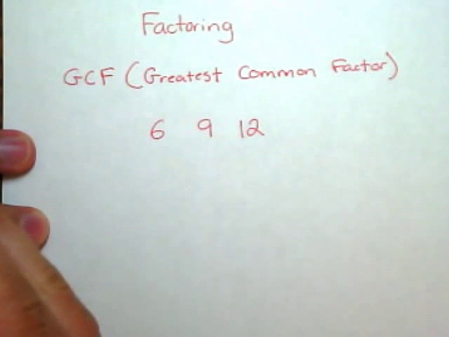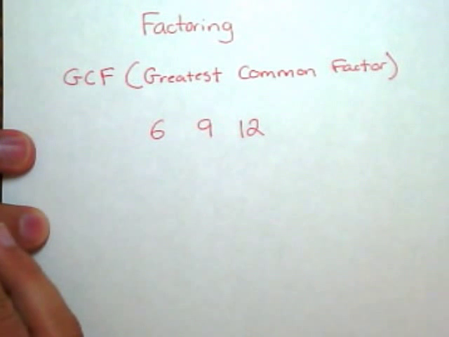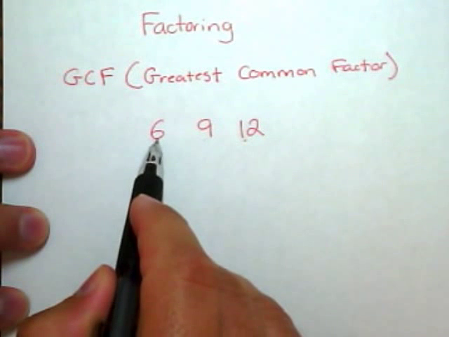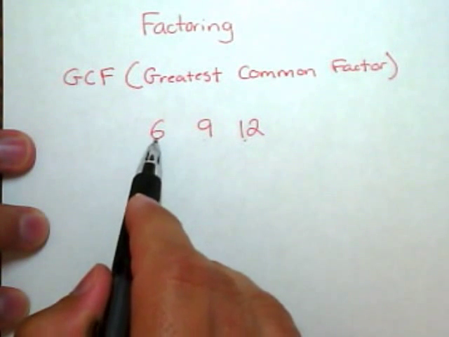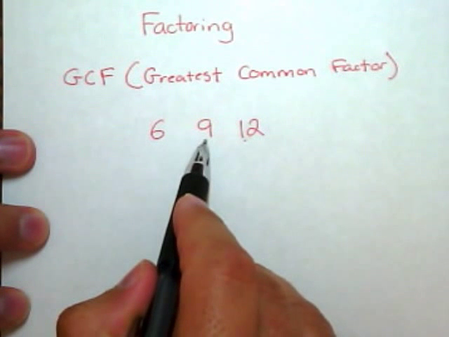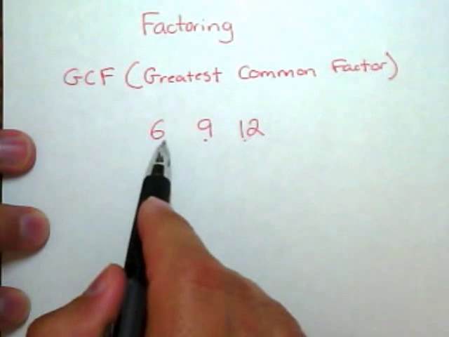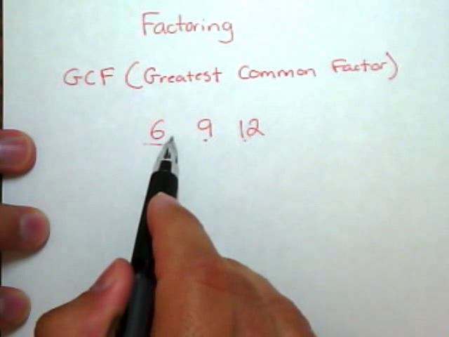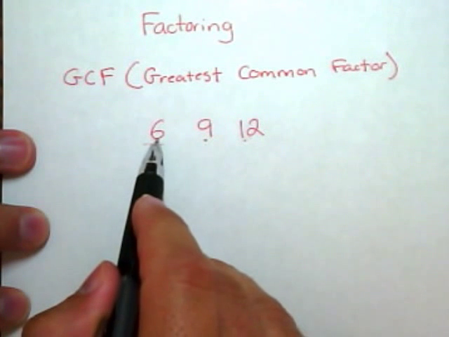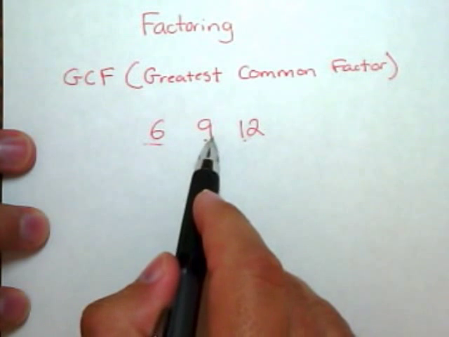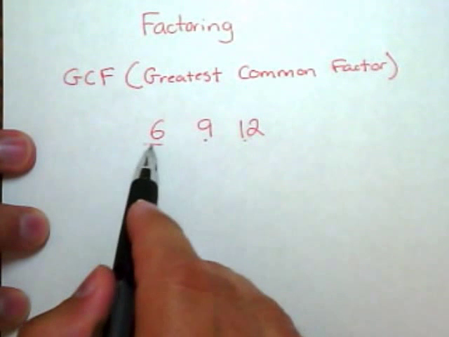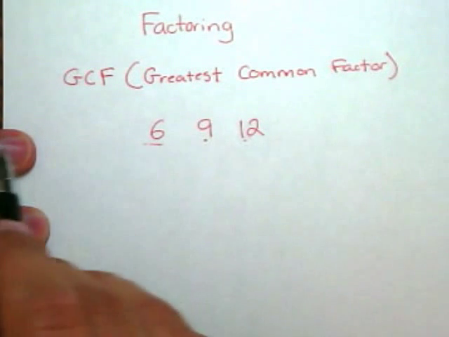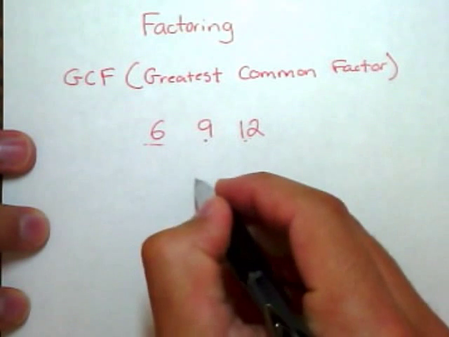Well, we know that 1 goes into all three. We know that 2 doesn't. How about 3? 3 goes into all three of these numbers. Does 4? No. Does 5? Does 6? 6 goes into 6 and 12, but it doesn't go into 9. So right now 3 is our best bet, and we can't go any higher than our lowest number, right? Because if I go to 7, the 7 doesn't even go into 6. 8 doesn't go into 6. 9 doesn't go into 6. So we can't even use numbers past our lowest number. So looking at these three, my greatest common factor would be 3.